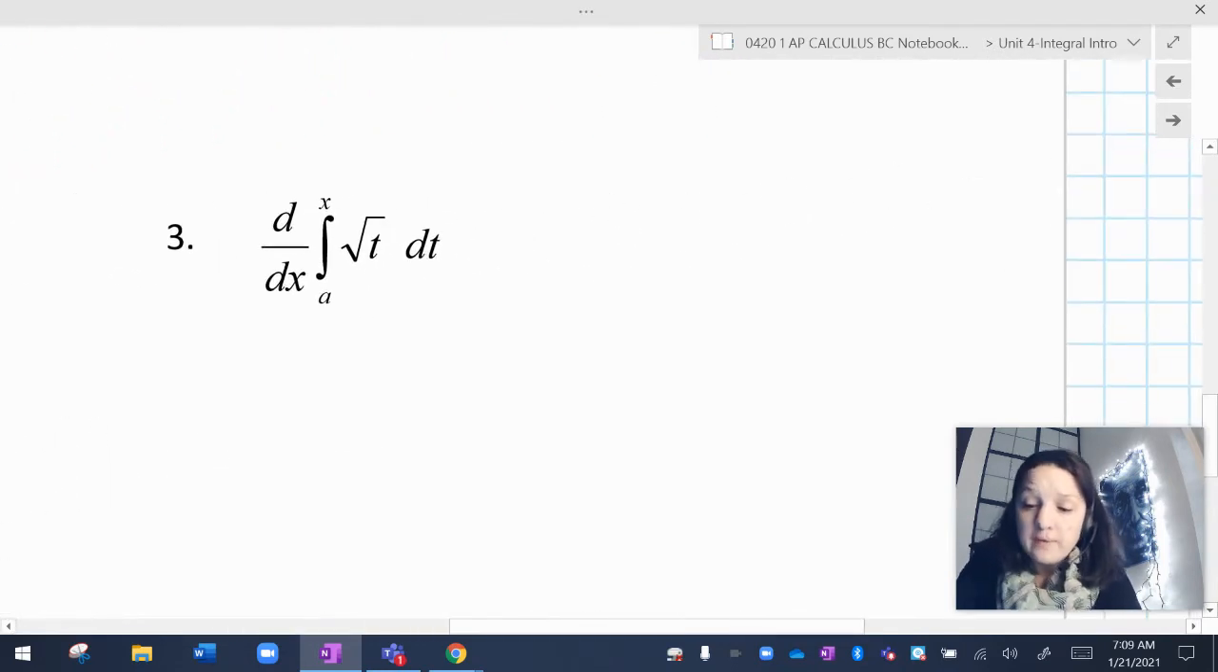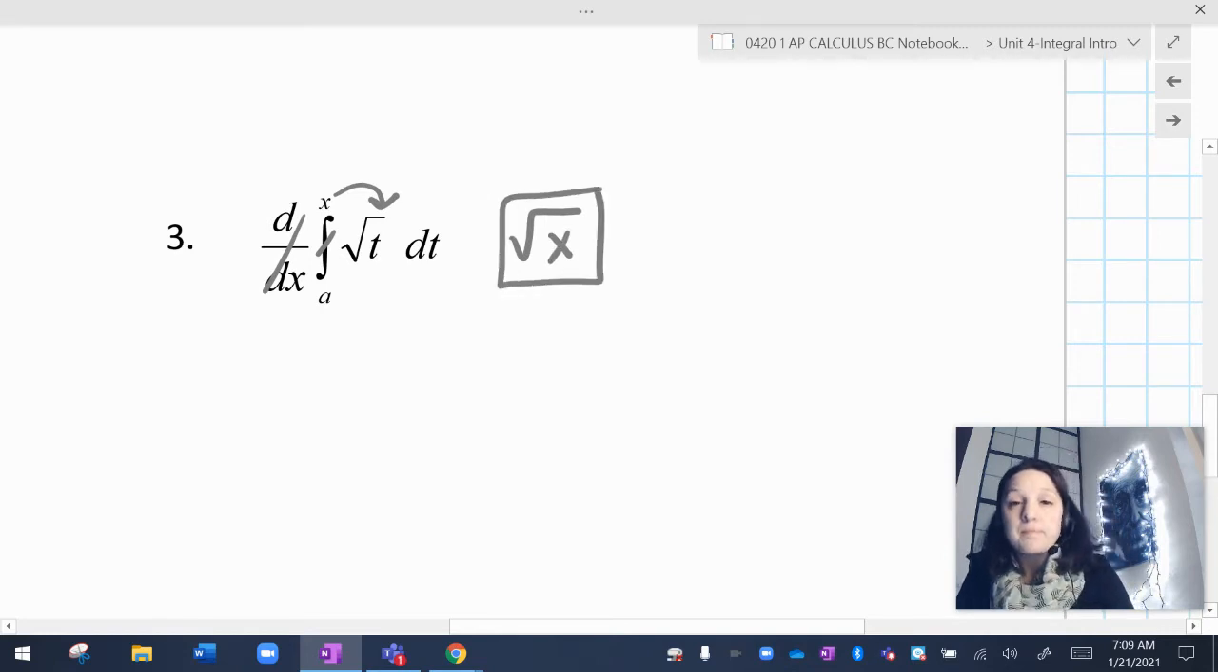Same thing over here. I've got the integral from a to x of the square root of t dt. The derivative and the integral cancel. The x replaces the t. That's it.